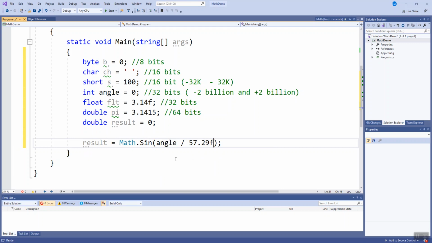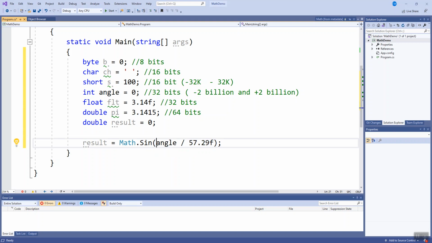Now, here's an interesting thing. Let's just go in here. I'm going to put an F there. Why is there no problem here? Why is this fine? So angle is an integer. This is a floating point number. Why don't I get a problem here?